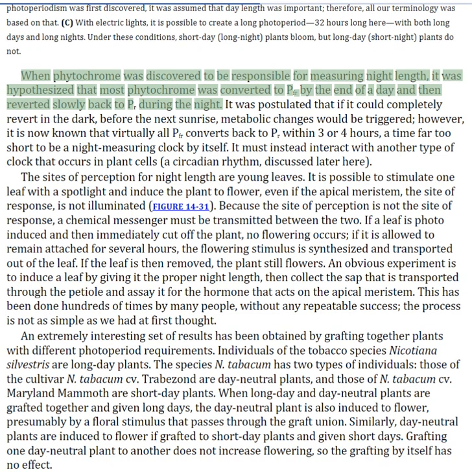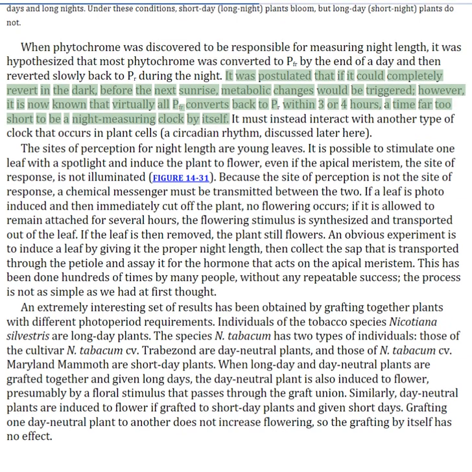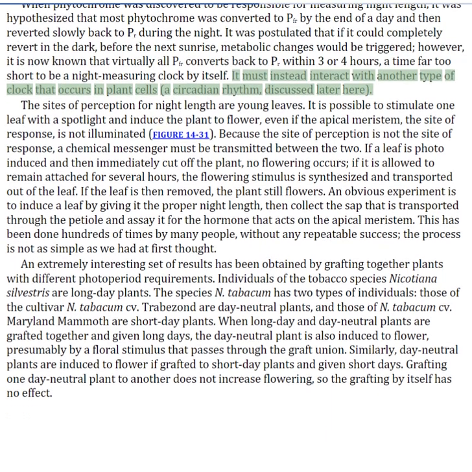When phytochrome was discovered to be responsible for measuring night length, it was hypothesized that most phytochrome was converted to PFR by the end of a day and then reverted slowly back to P during the night. It was postulated that if it could completely revert in the dark, before the next sunrise, metabolic changes would be triggered. However, it is now known that virtually all PFR converts back to P within 3 or 4 hours, a time far too short to be a night measuring clock by itself. It must instead interact with another type of clock that occurs in plant cells.